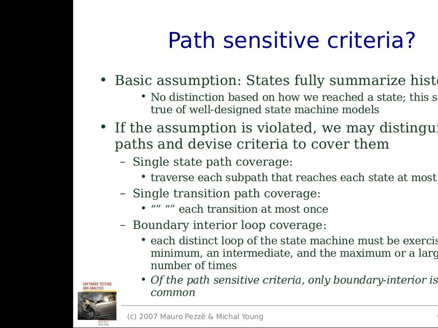Let's see, path sensitive criteria. Well, like I said earlier, this should have no distinction based on how we reached a state. This should be true of a well-designed state machine model. Again, you don't have memory, so how you get to the state actually does not matter, or it should not matter. But if for some reason it does, there's a couple other coverages that you can look at if you really want to. But really, if it actually matters how you get to a state, you need to redefine your finite state machine or come up with a different model that uses memory.